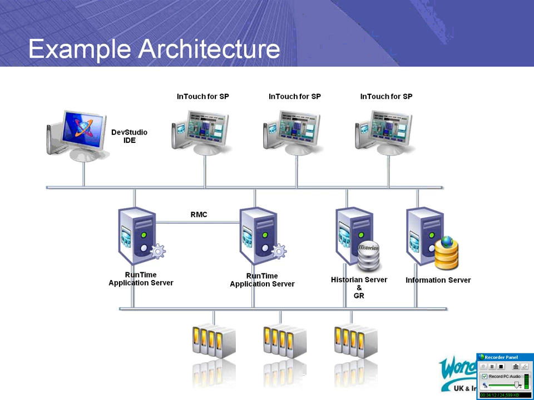So if we take a typical system that we have here, we have two object servers, and these are redundant and they're linked together by the RMC, which is the redundant message channel. This is that back-to-back network link I was talking about. We've also got our historian server, which is also our Galaxy repository, and we have our information server. Now, for the purposes of this, I've split the historian and the information server so they can run on one machine. And we also have three InTouch for System Platform nodes and a development node.